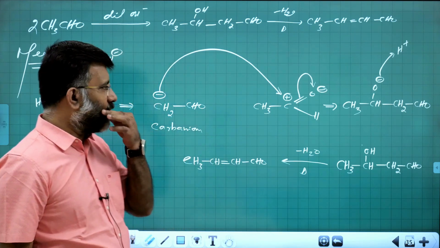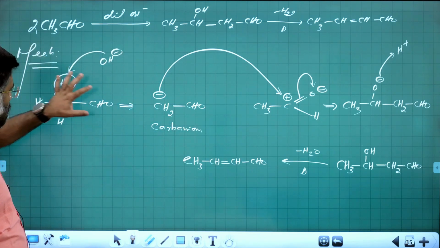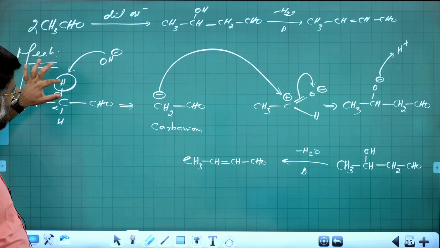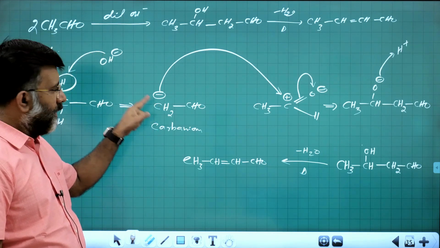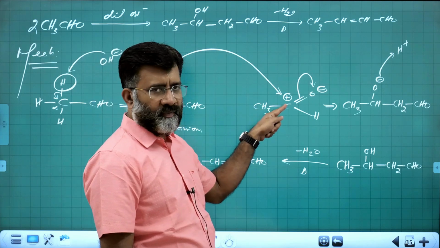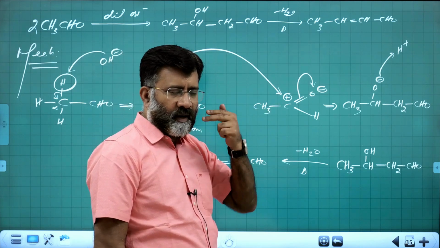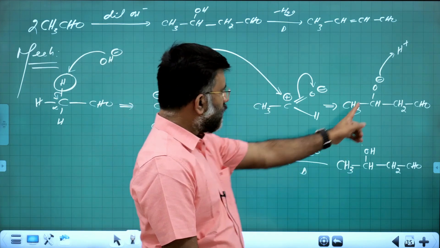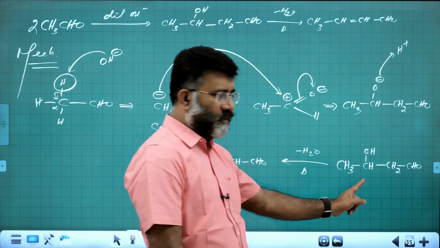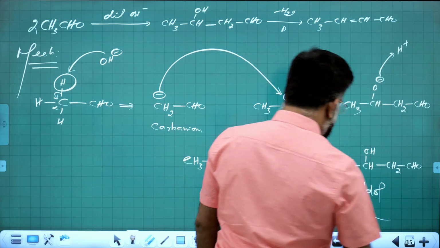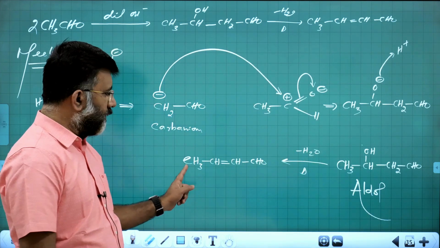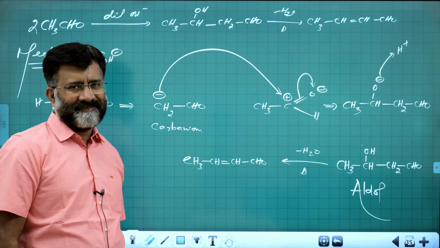Let me repeat. This is molecule number 1 having an alpha hydrogen atom attacked by the base and you get a carbanion. And that carbanion attacks the electrophilic center of the second molecule and undergoes condensation. You get it like this, proton capture, you get aldol. This is what aldol is. And that aldol, on simple heating, undergoes dehydration, giving the final condensed product. Clear?